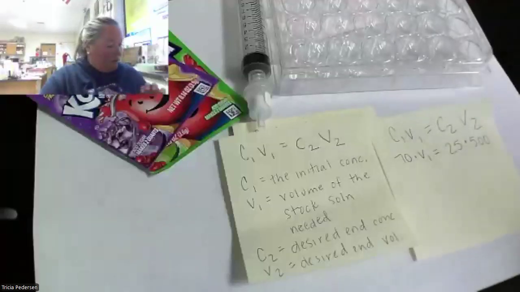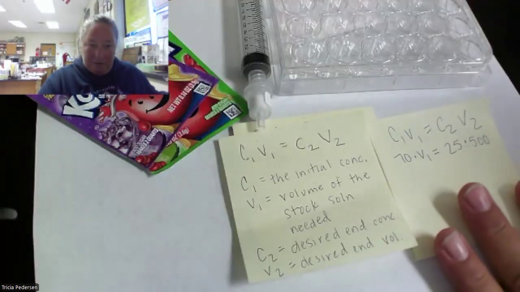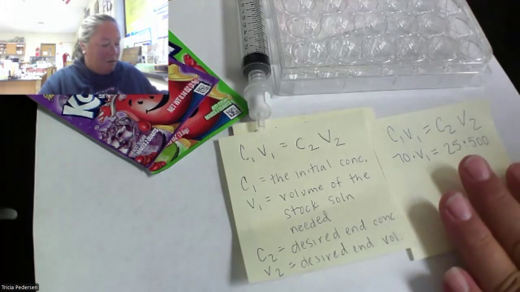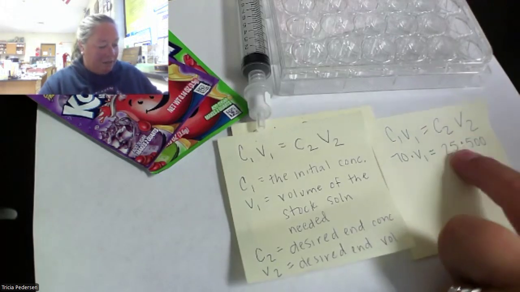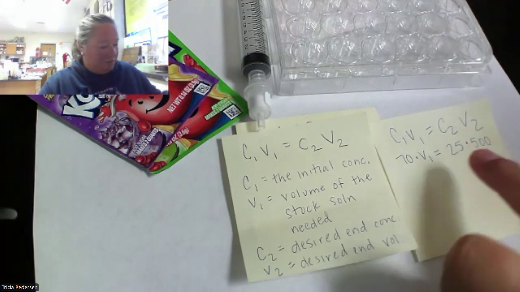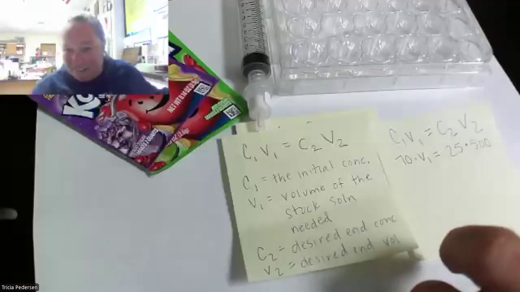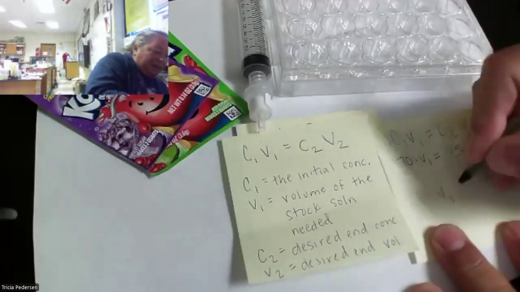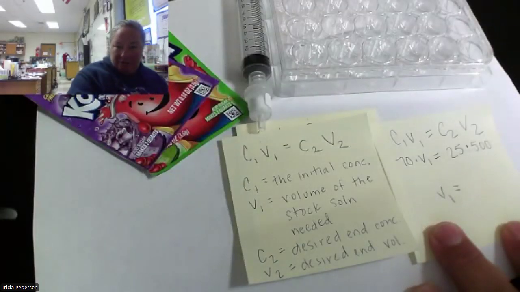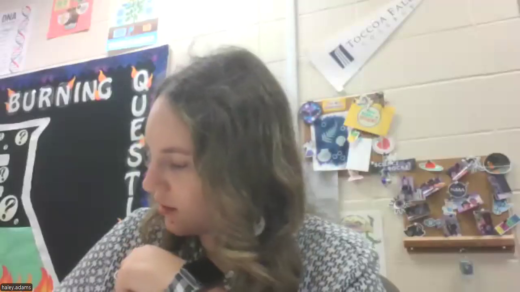All right. So are we good with the setup? And then to solve this, you would multiply 25 by 500 and then divide by 70. Perfect. So Haley, can you tell us what our V1 should be? Yes, ma'am. I got, and I don't know if we're taking into account sig figs, 178.6 milliliters. If we do sig figs, we might have to round that up to 180. Oh, yeah, this is perfect.